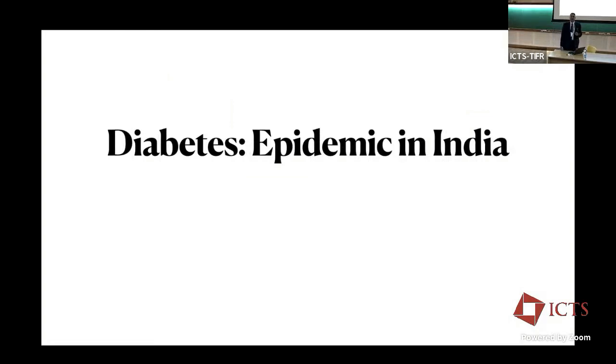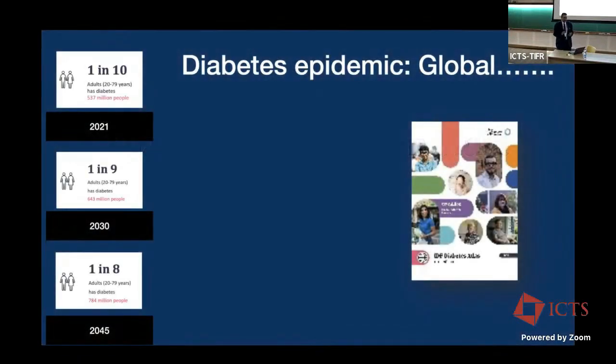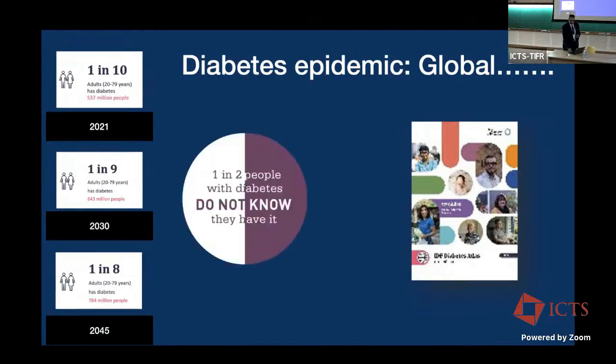So diabetes is an epidemic in India, and I'm sure my next speaker, my guru, Dr. Mohan, will delve in detail about it. I'll just give that background. We have the International Diabetes Federation, and in 2021, it said that 1 in 10 has diabetes. They predict that in 2030, it would be 1 in 9, and in 2045, 1 in 8 persons will have diabetes. So it's an important problem.